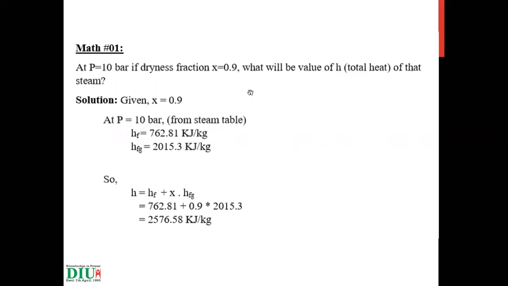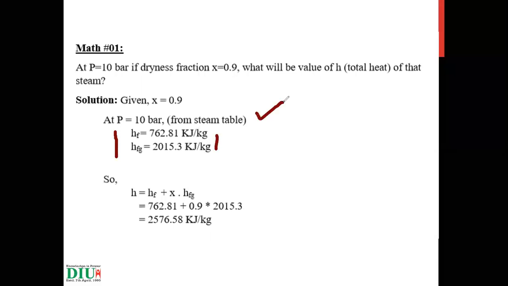So let's go back to the equation. You can see that it is told that at P equals 10 bar, this value of R is obtained from the steam table. So we just put these two values, and finally we get the total heat of the system of this wet steam at P equals 10 bar. So this was a very basic example.